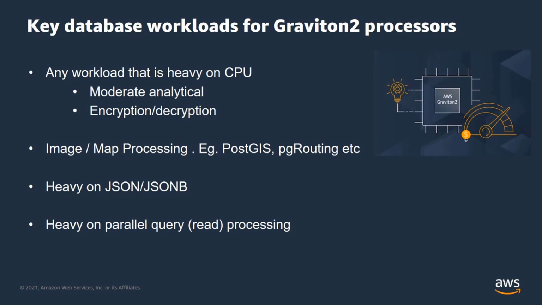For example, any moderate analytical workload that is heavy on CPU, a workload where you constantly do encryption and decryption outside of KMS and do it on the database, and some image and map processing, for example with Postgres, PostGIS, or pgRouting. Some workloads that are heavy on JSON and JSONB, or use the native parallel query options that come with Postgres and MySQL. These are some sample workloads, and again, we encourage you to test it and identify the right workload, and then you can get the benefit.